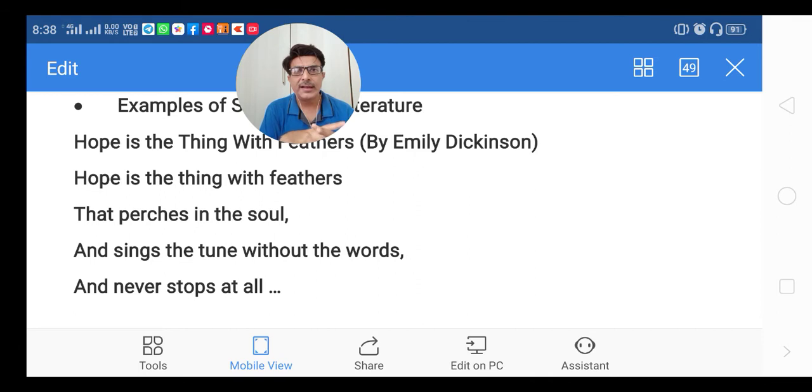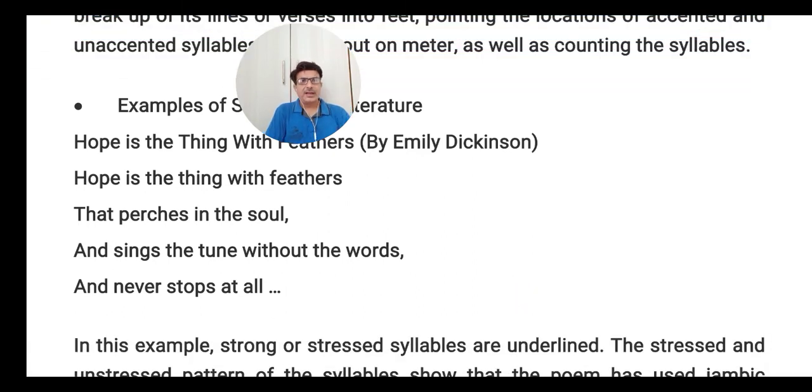Go to the third line, and sings the tune without the words. And 1, sings 2, the 3, tune 4, with 5, out 6, the 7, words 8. So you can say there are 8 syllables in this line. I repeat: and 1, sings 2, the 3, tune 4, with 5, out 6, the 7, words 8. So there are 8 syllables in that third line.